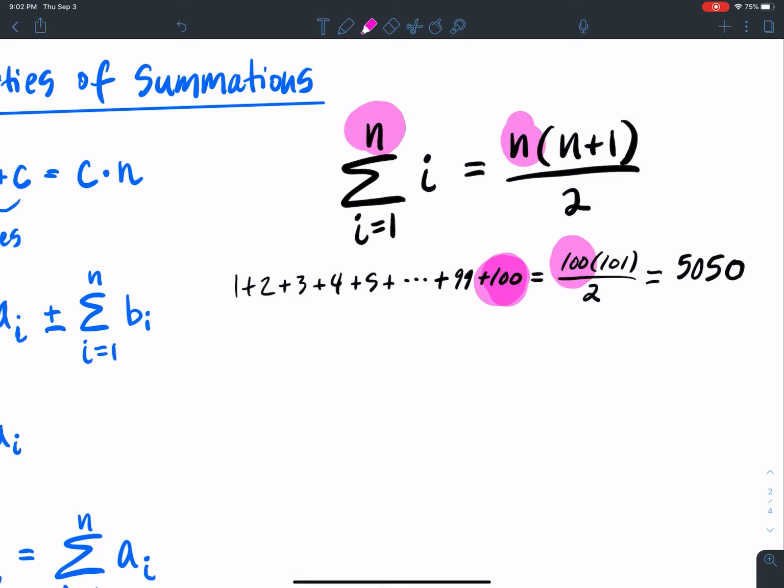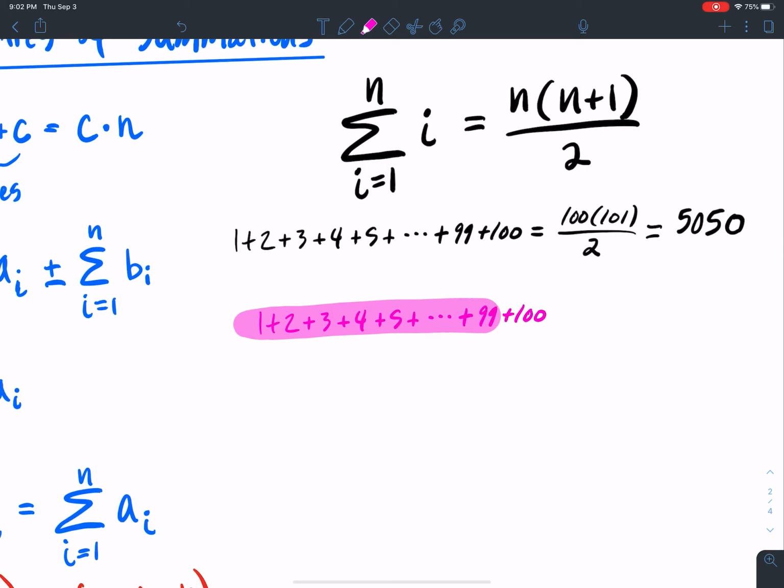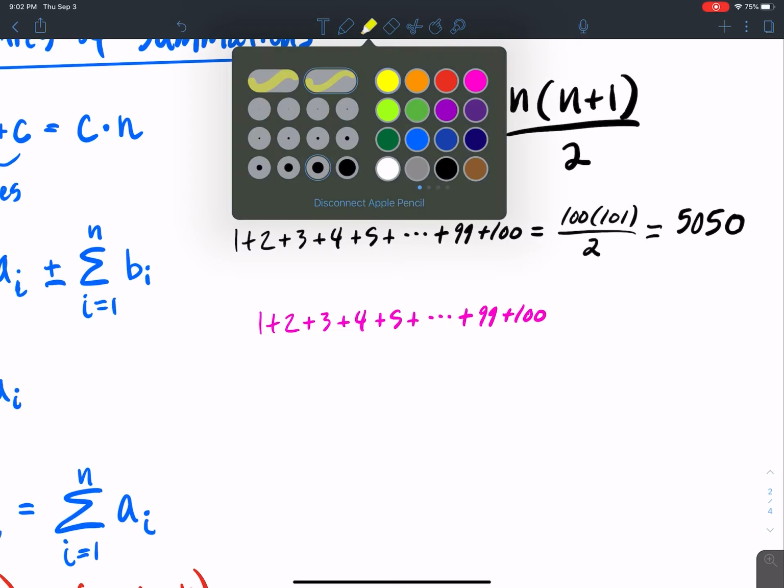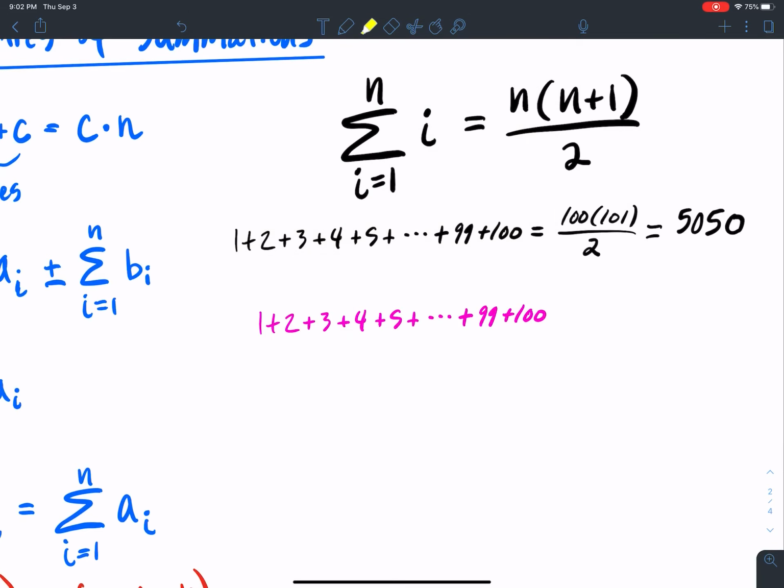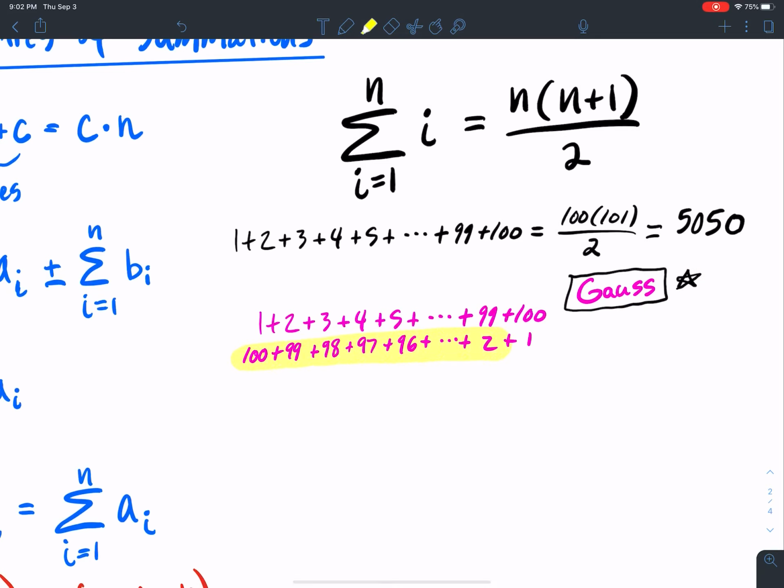So I do 100 times 101, and then I divide by 2. So how did Frederick Gauss do this as a first or second grader? Well, here's what he noticed. If he took all of the numbers that he had, 1 through 100, and then he rewrote them again, just in the opposite direction, then what he saw was this.